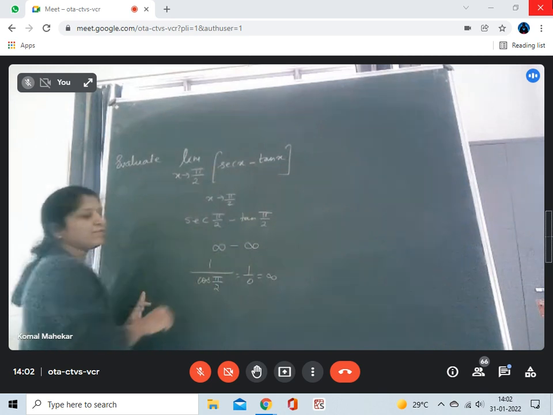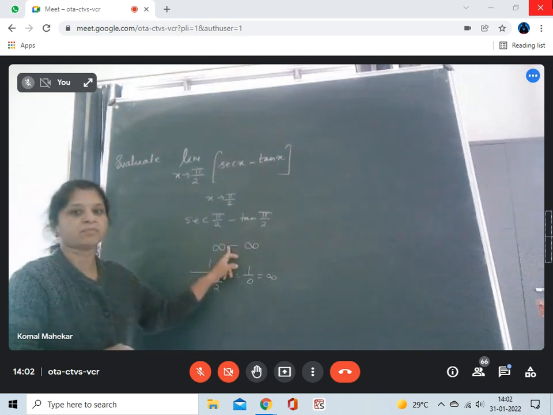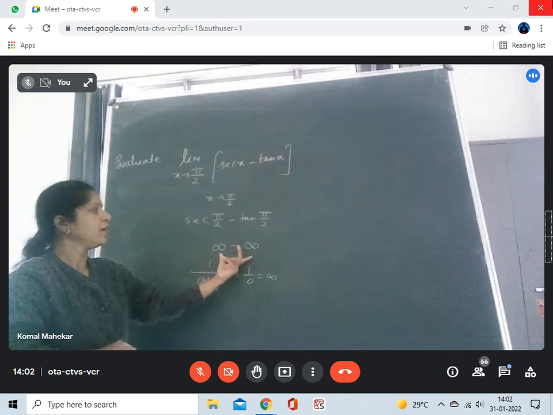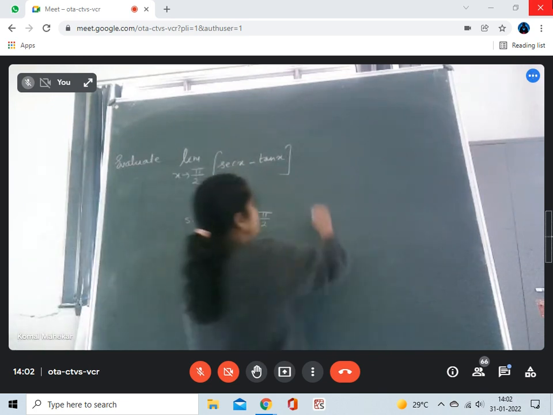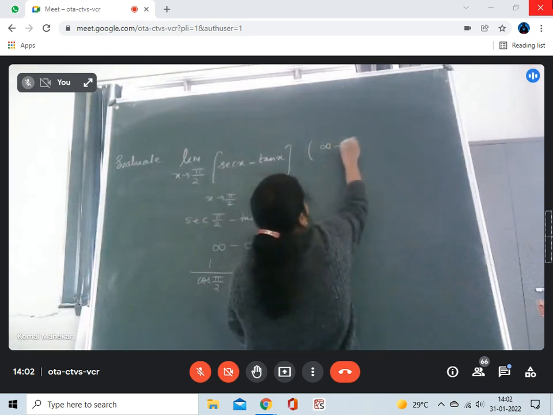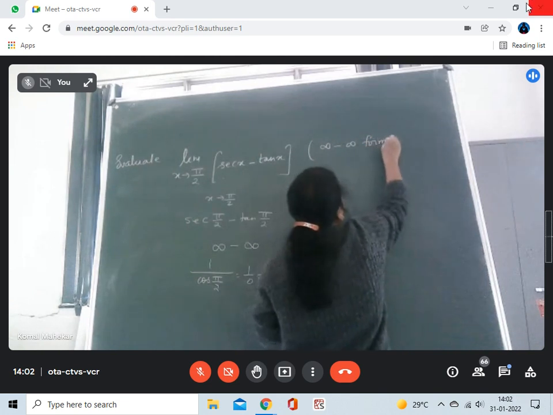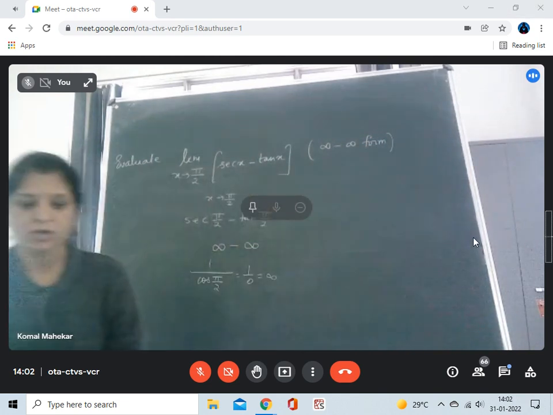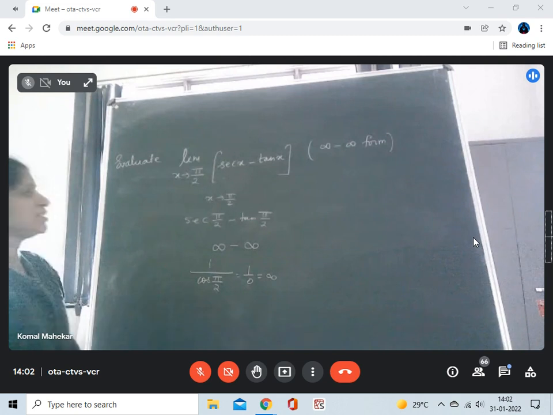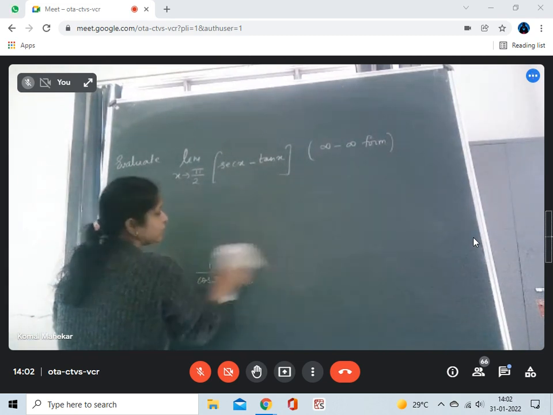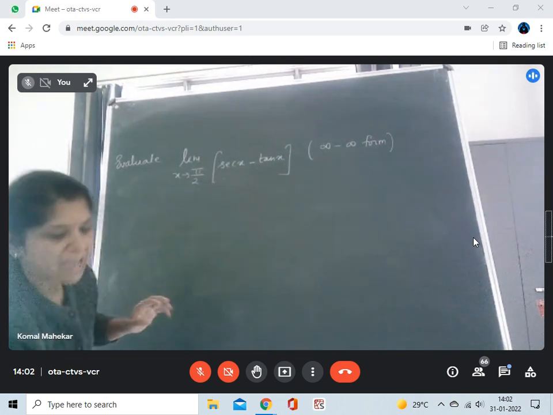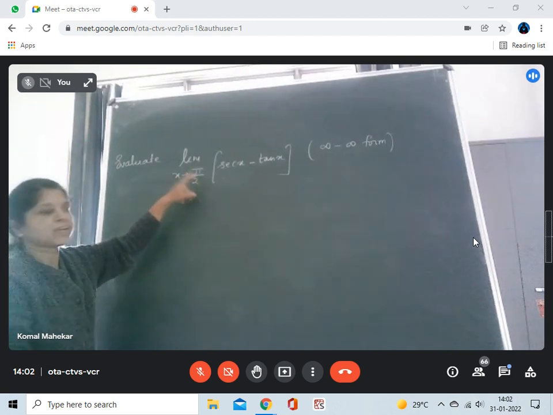So this is infinity minus infinity form. The given limit is in infinity minus infinity form, so we identify the form of the problem. Now we will reduce it into 0 by 0 or infinity by infinity form. Directly here we will not apply L'Hospital rule.